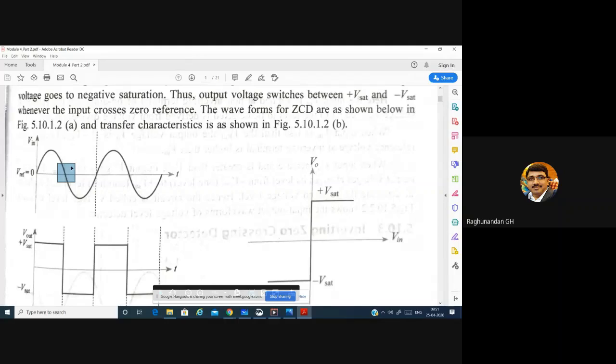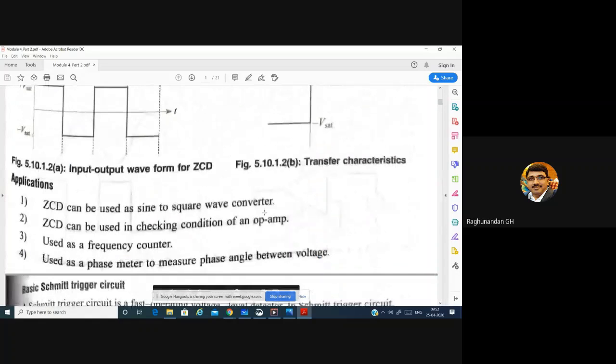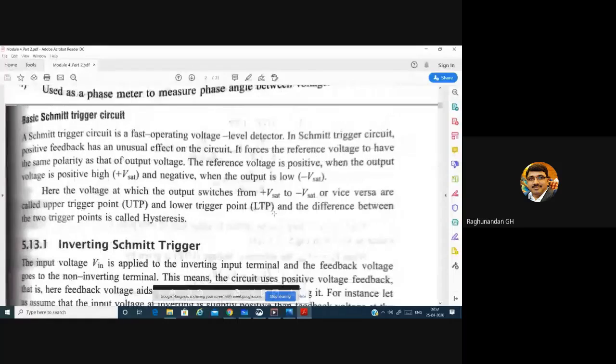But if you want to keep some thresholds, like I want the output to change only when my input crosses minus 2 volt, or plus 3 volt, 2 volt, during that time we cannot just do it with this normal ZCD. We have to go for the Schmitt trigger.